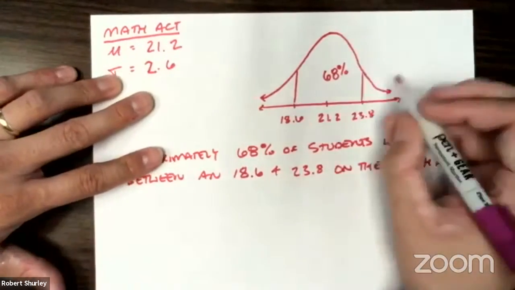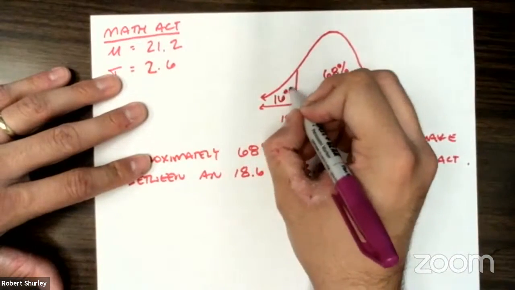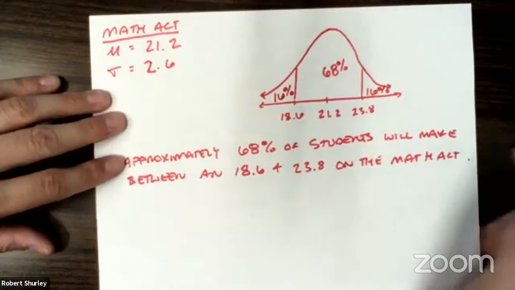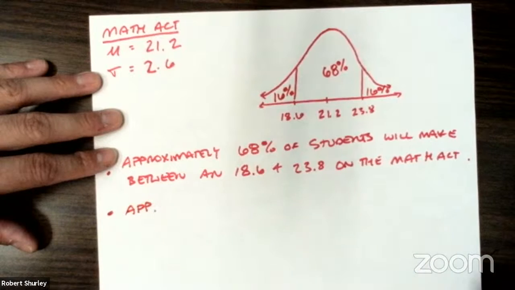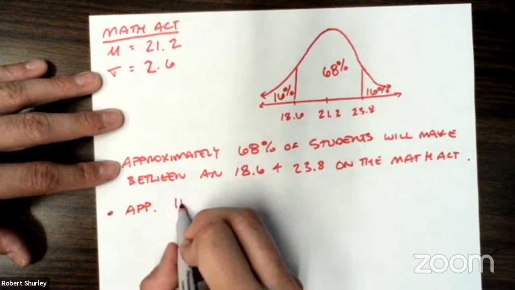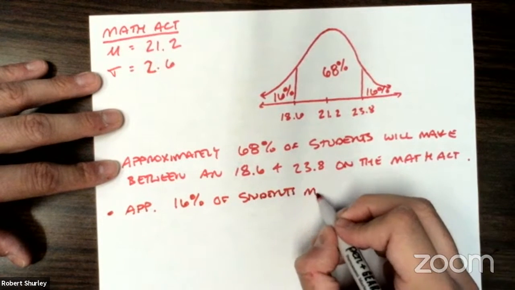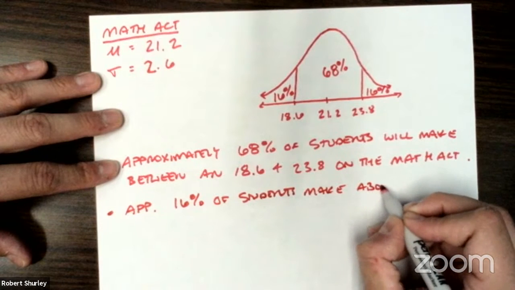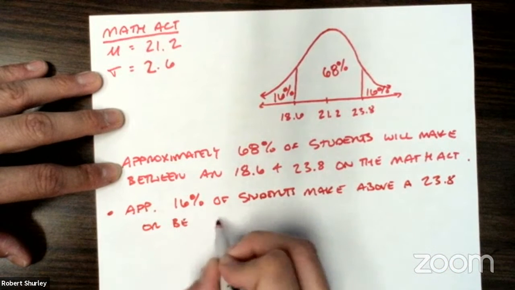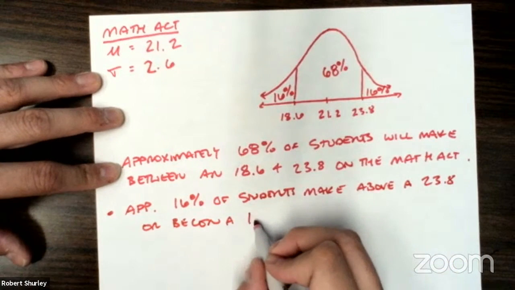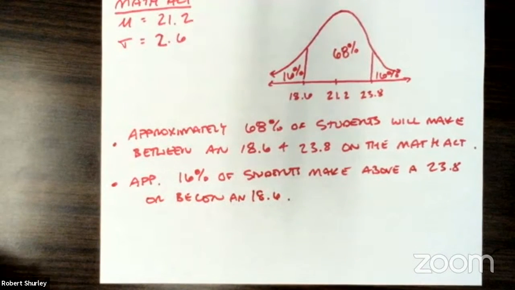Now, I'm going to fill in the other blanks, because we said earlier, if 68% is in the middle, 16% is above, and 16% is below, right? So it tells us some other stuff, and I'm just going to write it out. Approximately 16% of students make above a 23.8 or below an 18.6, right? That's what that tells us.